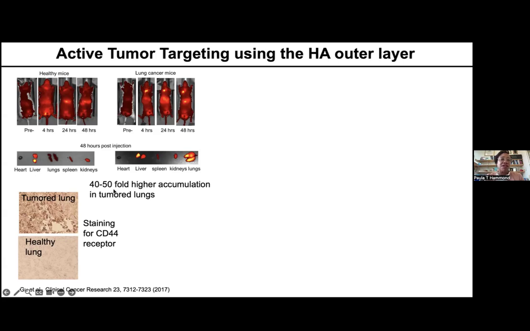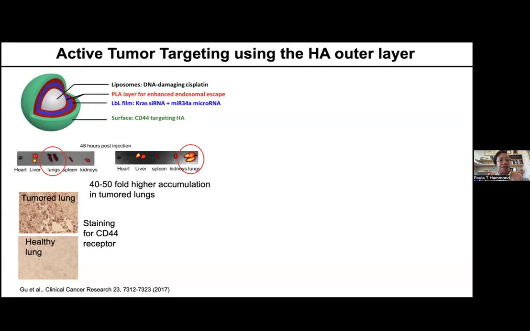But when we look at mice that have this native form of lung cancer in their lungs, we see that there's a huge amount of accumulation of the nanoparticle in the lungs compared to the healthy animal. In fact, there's 40 to 50-fold more nanoparticles in the lungs. And when we stain those lungs to see if the CD44 receptor is present, we see that indeed the cancer does overexpress CD44, which is why we're seeing that targeting.